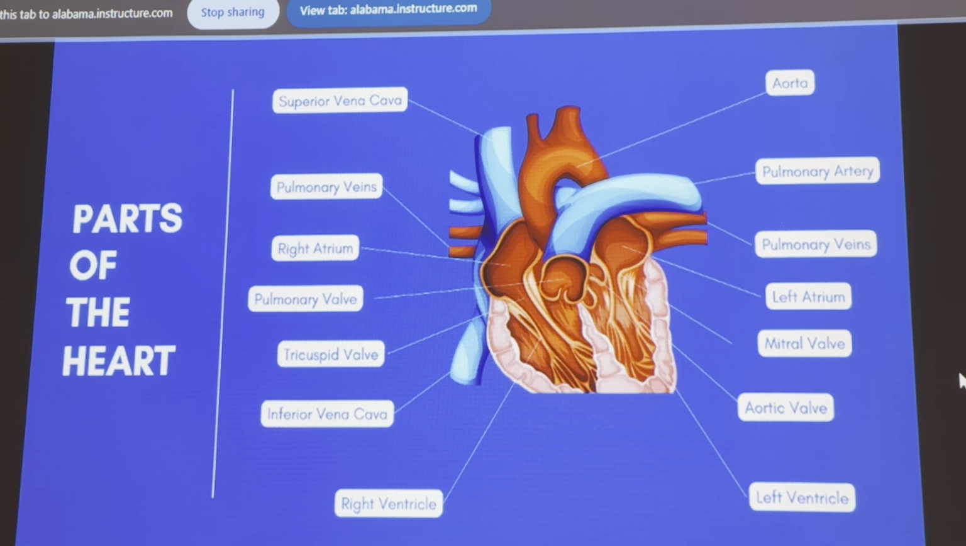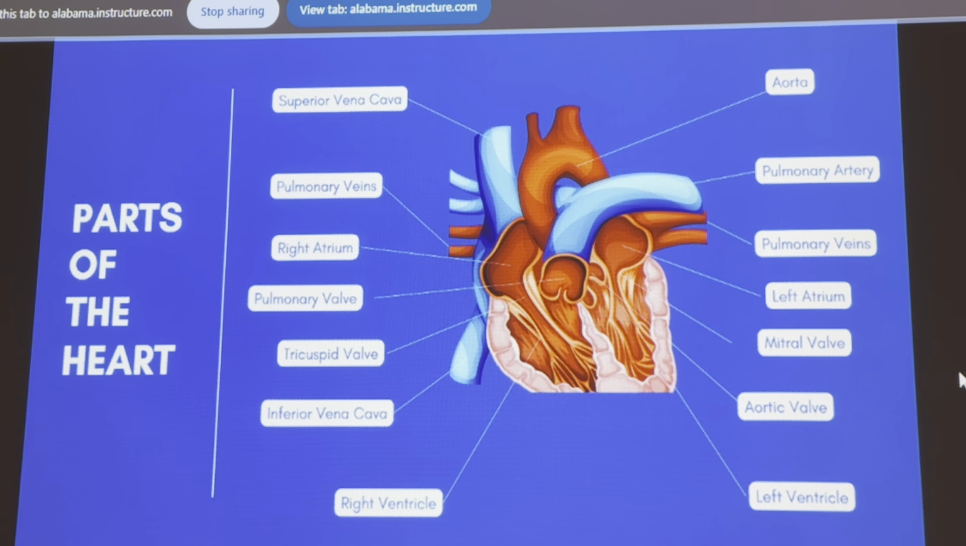So let's talk about the parts of the heart. Gonna talk about the parts of the heart, which is gonna lead into our valves and our valvular disorders. But to get a full idea or thought process on how these valvular disorders are going to affect our body, we need to look at the different parts of the heart and how that blood circulates through the heart. So we're gonna go back to Anatomy 101 here.